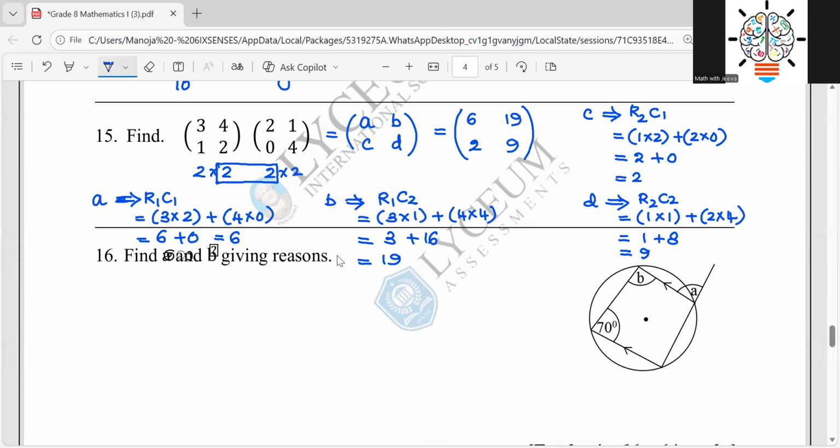So then I double check whether I have done it correctly. 3 times 2, 4 times 0. Then the B, 3 times 1, 4 times 4. And 1 times 2, 2 times 0. 1 times 1, 2 times 4. And then I check whether I have done it correctly. 19. Right, correct. Then we are moving to the next one, children.